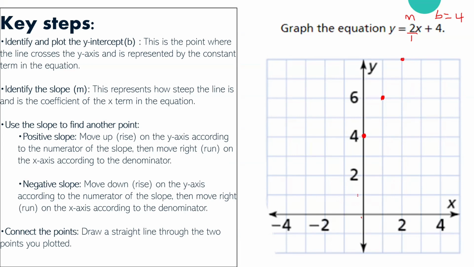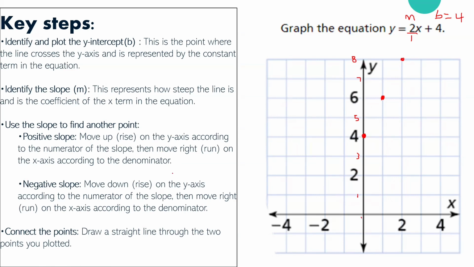From 0 to here is 1. From here to here is 3. That means I'm going up by 1 unit. So that is the reason why I count it as 1, 2. All right, so you pay attention to your scale. So these are my 3 points.